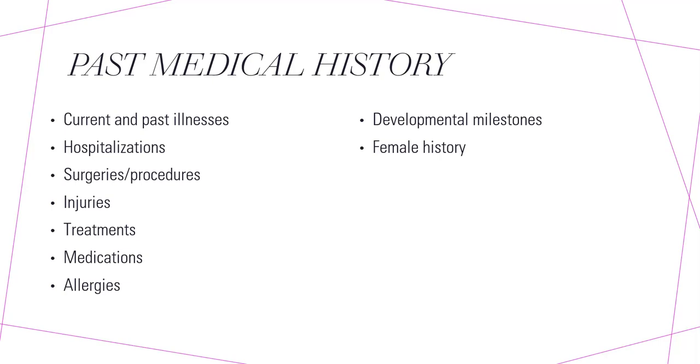You want to know if they've ever been pregnant. How many pregnancies have they had? Have they had any abortions? Any spontaneous abortions? Get a good detailed history. If it's older females, have they reached menopause? When did they reach menopause? And have they had any vaginal bleeding since menopause?